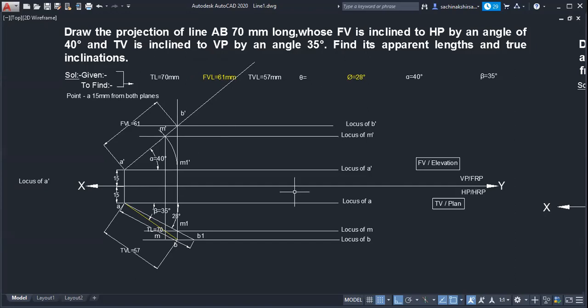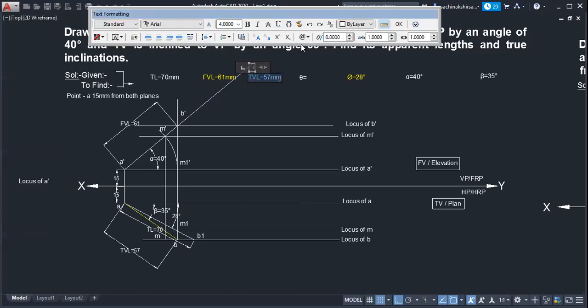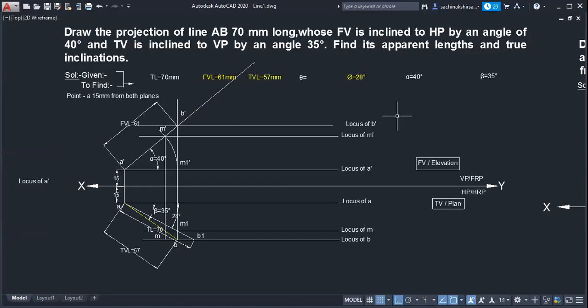So which thing remains to be found for this problem? Theta, only theta. How can we find theta? You can take a 70 mm distance and from A dash mark it on the locus of B dash. How much is your theta? 35, 34.